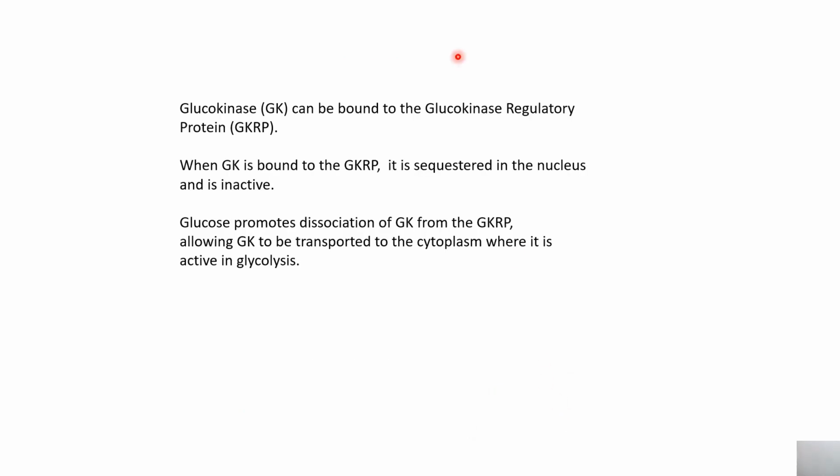So glucokinase can be bound to the glucokinase regulatory protein, and when this glucokinase is bound to the GKRP, it is sequestered in the nucleus and is inactive. So glucose promotes dissociation of GK from the GKRP, allowing GK to be transported to the cytoplasm where it is active in glycolysis.